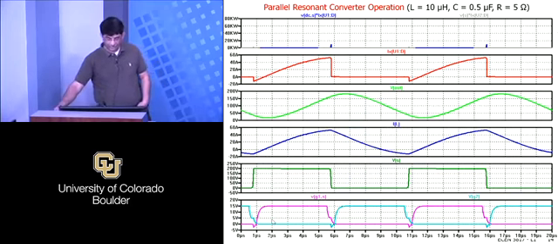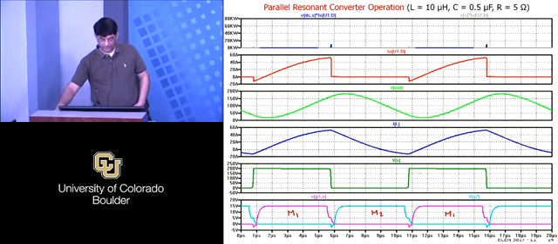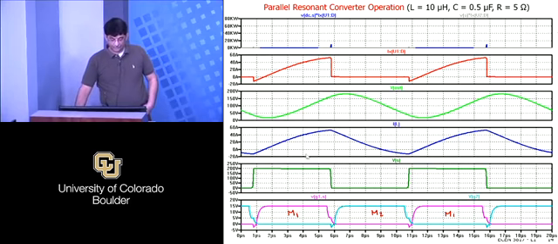All right, again, we have our transitions, M1, then M2, then back to M1. Again, switch node voltage looks as before. Here is the inductor current. And as you can see, it's no longer triangular, but it has large ripple. You would expect large ripple.